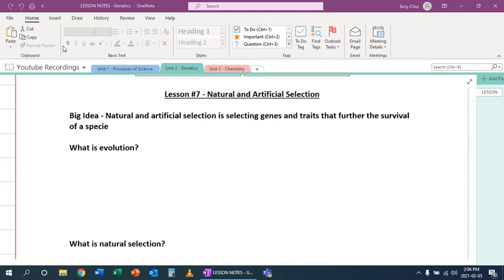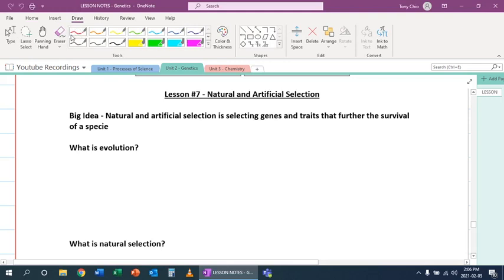Hey everybody, in this lesson we're going to talk about natural and artificial selection. When we talk about natural and artificial selection, we have to discuss how they are really selecting genes and traits that further the survival of a species.